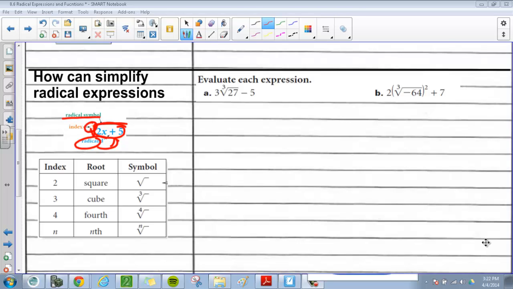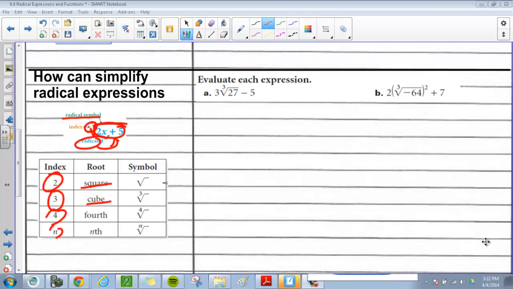Now there are different indexes that you're probably going to see. You're going to see a 2, which is the same thing as taking the square root. A 3, you've got to think cube, and that's the same thing as taking a cubed root. A 4 is taking the 4th root, and an nth is taking the nth root, whatever it specifies. So let's use this idea to solve these problems right here.